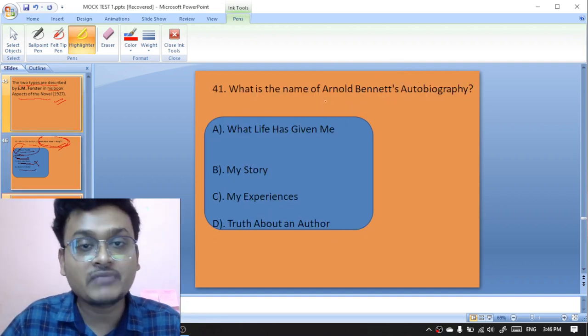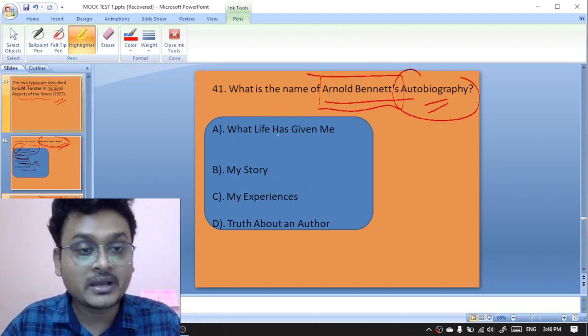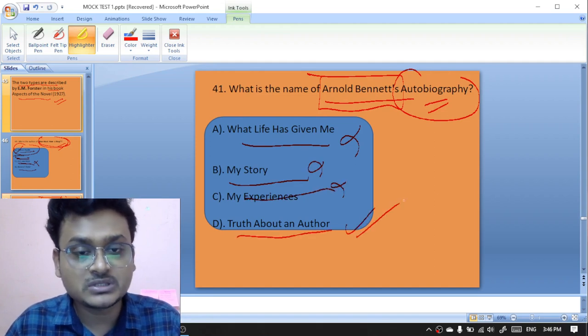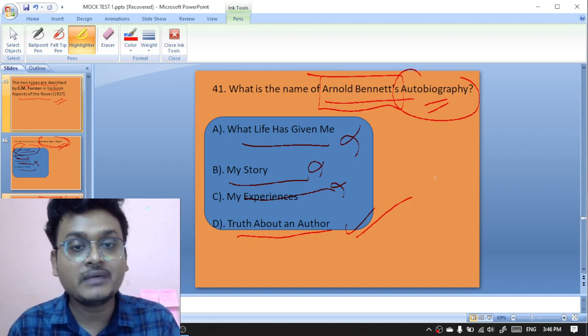Next question, what is the name of Arnold Bennett's autobiography? What Life Has Given Me? My Story? My Experiences? Truth About an Author. So it is Truth About an Author. Truth About an Author was the autobiography of Arnold Bennett.